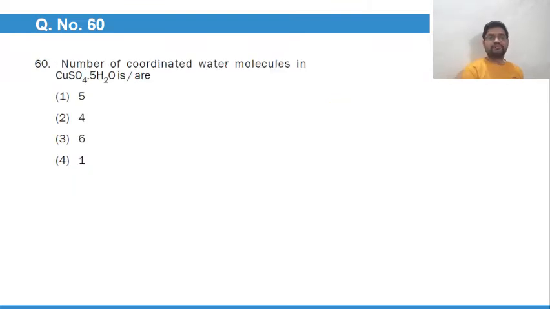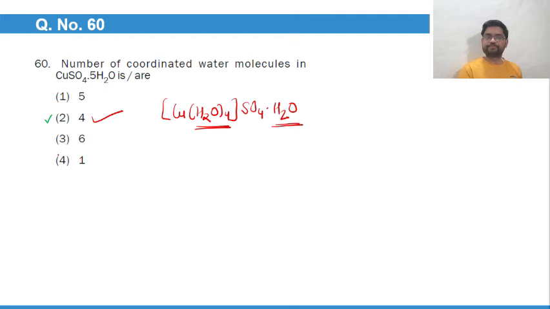60. The number of coordinated water molecules in CuSO4.5H2O is 4. That is Cu, H2O 4 times. This is how we can represent the complex. So 4 are coordinated and 1 is water of crystallization. So we'll go with option number 4.